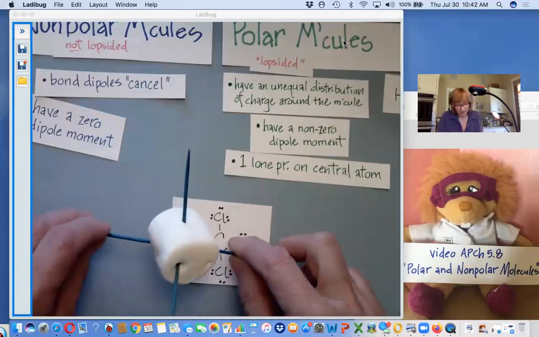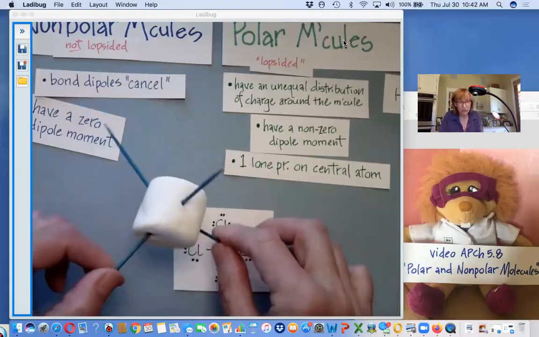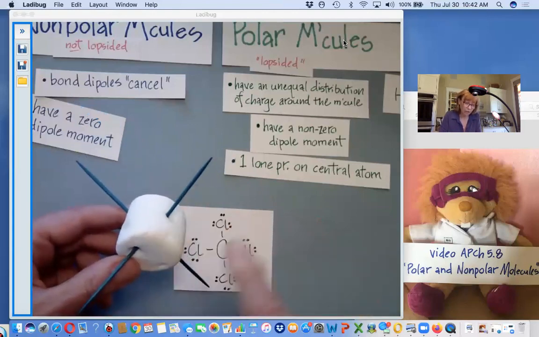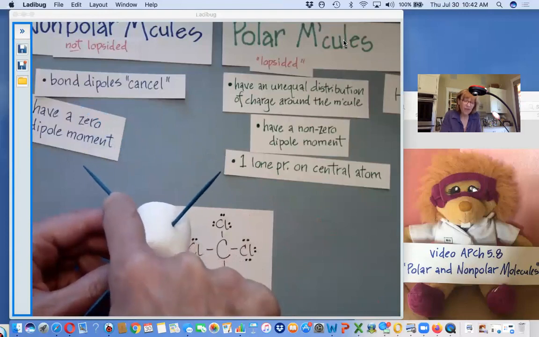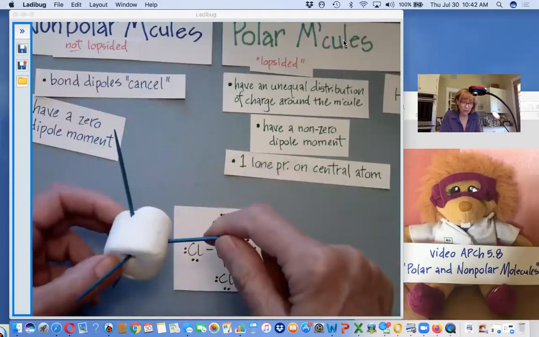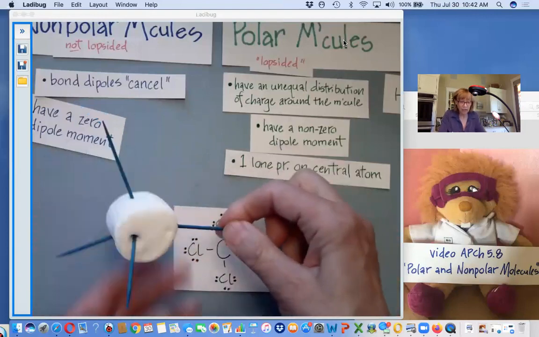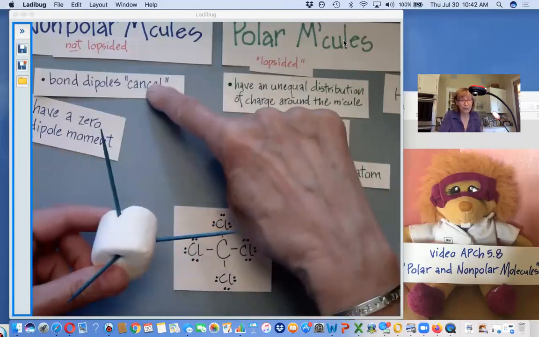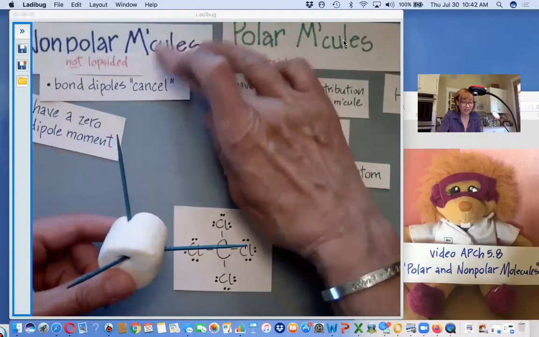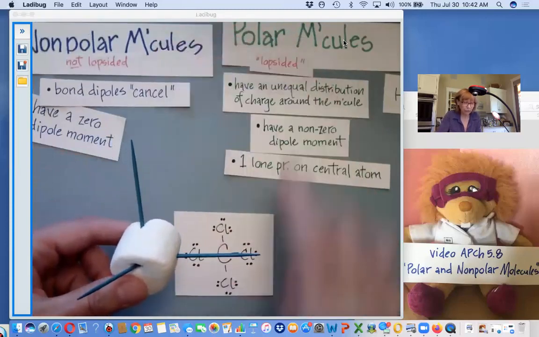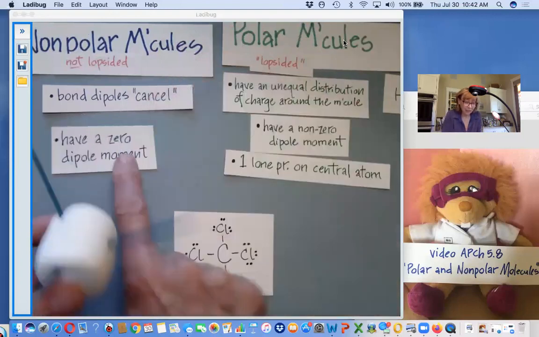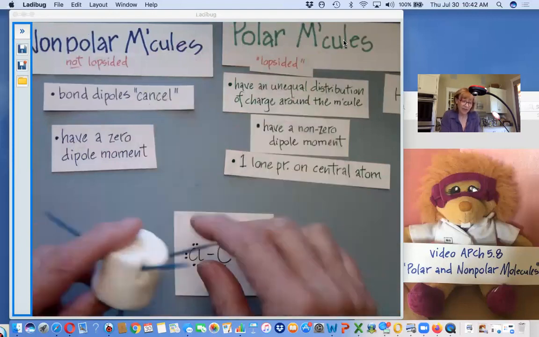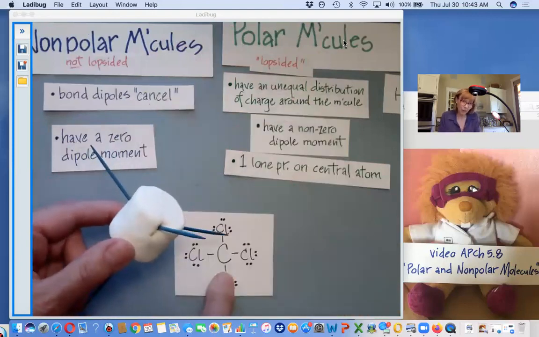Now this one, in the past I've had students who just really struggle to see this, but in a tetrahedral arrangement, if all of the bonds are polar, because they're all 109.5 degrees apart, the bond dipoles do cancel. And this tetrahedral molecule with 4 polar bonds ends up having 0 dipole moment. The 4 bond dipoles cancel, and this guy is a non-polar molecule.